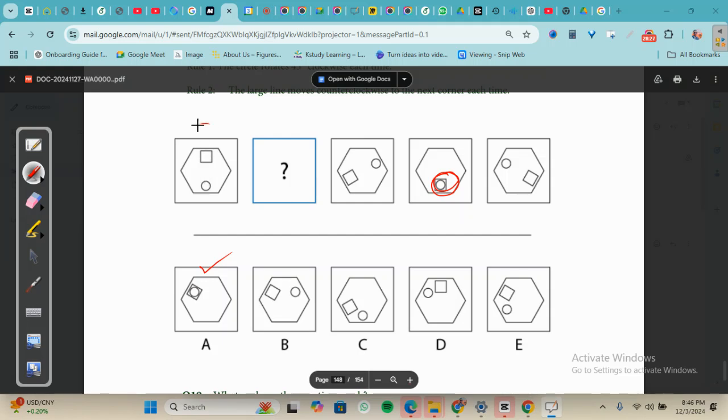The circle and the square are separated here, right? So that means in the next box it's meant to be together. And for it to be together, it must be together like this. Yeah, this one is easy, right? A is the answer, Joe.